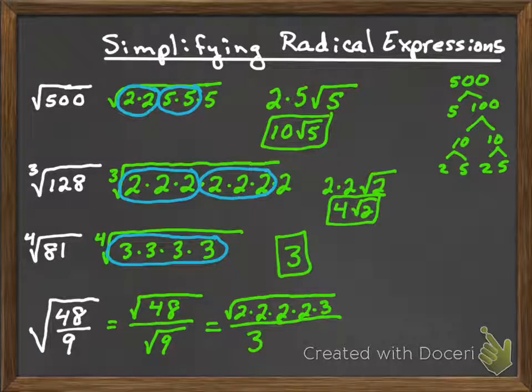All right, so we're looking for pairs of numbers because it's a square root. We have 2 pair of 2s. Each 2 will come outside the radical. You'll be left with a root 3 underneath. The two 2s multiply together to give us 4, and this is all over 3.